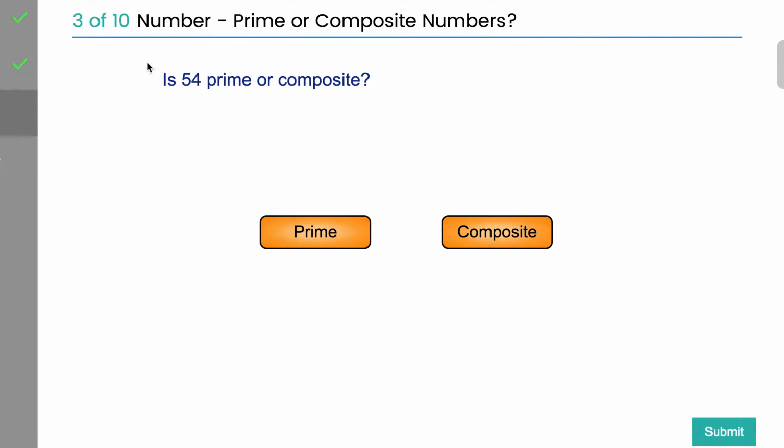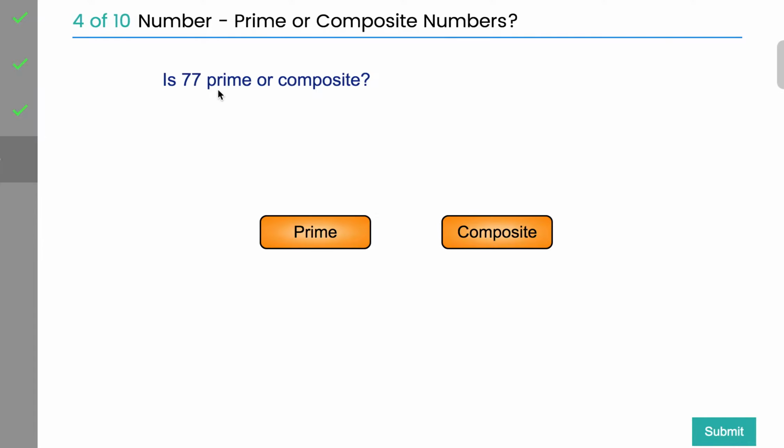54 is very straightforward. As soon as you see a number that's even, it has to be in the 2 times table, doesn't it? So it's in the 1 times table, it's in the 54 times table, and because it's an even number, it's in the 2 times table. So every single even number that ends in 2, 4, 6, 8 or 0 has to be composite. So whenever you see an even number, just go straight to composite because it's in the 2 times table.